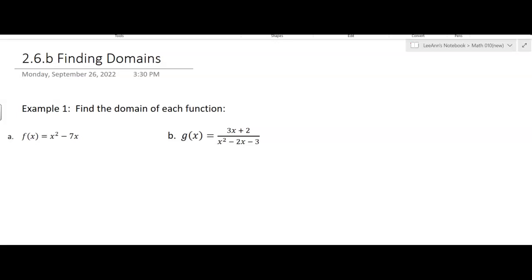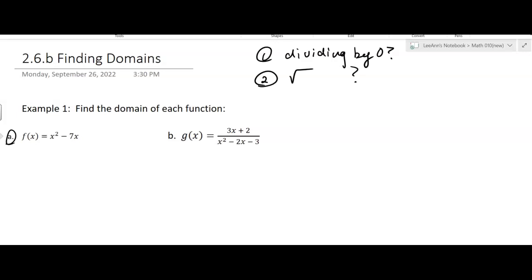Okay, so they want us to find the domain of these functions. So remember, we're looking for two things. One, is there a chance that we would be dividing by 0? We're looking for that. And are there any square roots? Okay, that's the other thing.